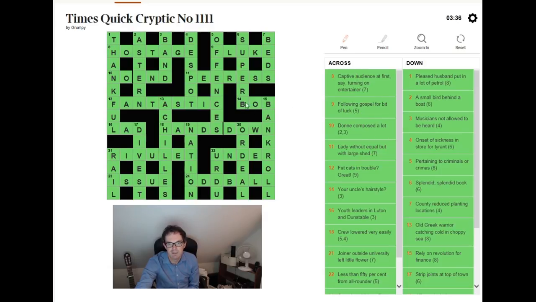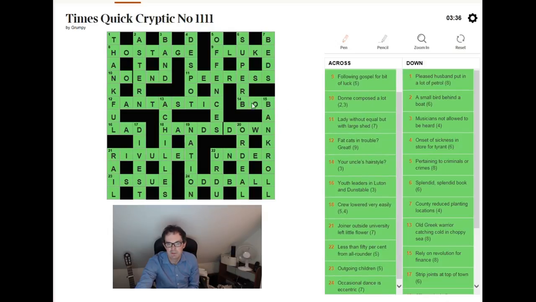What else? I loved 14 across. That was my favourite clue. And you may have heard me chuckle even as I put that in. So, your uncle's hairstyle, bob. This is a standard double definition, although it's hard to see. And of course, Bob is your uncle is a very famous phrase, and a hairstyle is a bob. So a very nice clue, and one that I didn't get immediately.